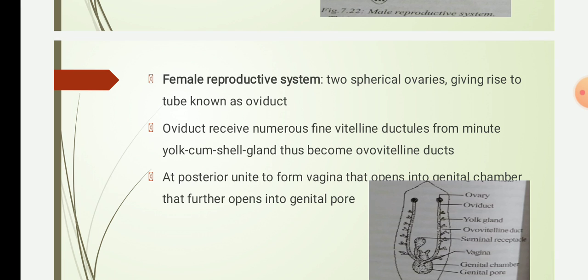Okay, and at the posterior end the ovovitelline ducts unite to form a vagina, and the vagina opens into the genital chamber. A seminal receptacle opens into the genital chamber. Seminal receptacles are nothing but where the sperms are stored. Okay, the genital chamber opens outside through the genital pore. Okay. This is about the female reproductive system.